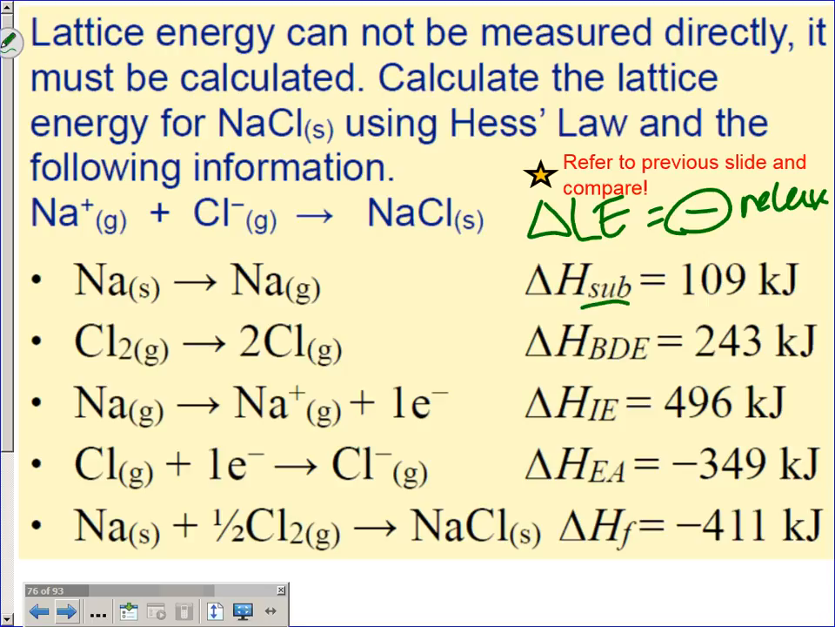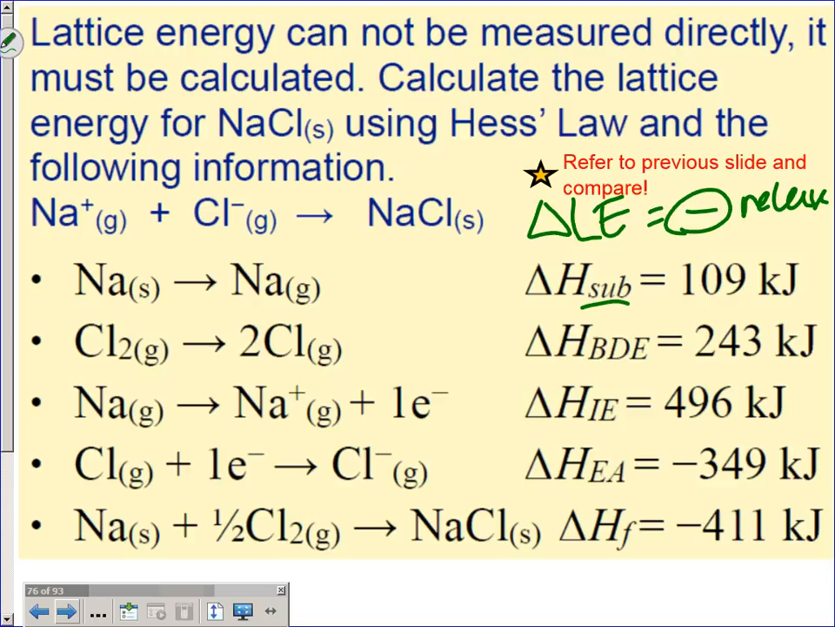Sodium naturally doesn't come as a gas. You must sublime sodium, okay? Chlorine, you can see here as chloride. Well, chlorine doesn't come as a singleton, it always comes as a diatomic. So we have to break the chlorine diatomic molecule into two individual chlorine atoms. It's already a gas, so it's all good.